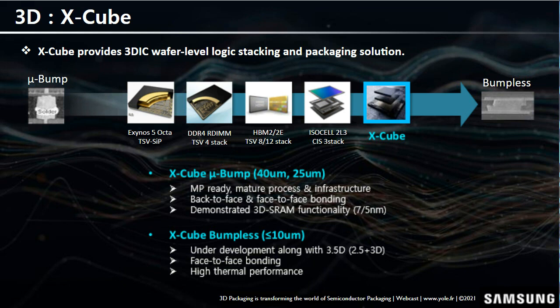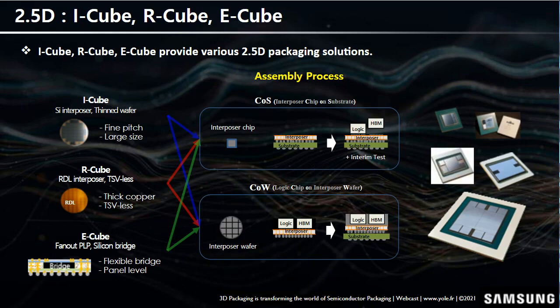Now let's talk about 2.5D cubes. So I-Cube, R-Cube, E-Cube. On the left, you can see the top view of a silicon interposer of I-Cube. I already mentioned the features of this silicon interposer. Now R-Cube. And at the bottom, you can see the cross section of the E-Cube. As you can see there, a silicon bridge is embedded into the fan-out PLP.